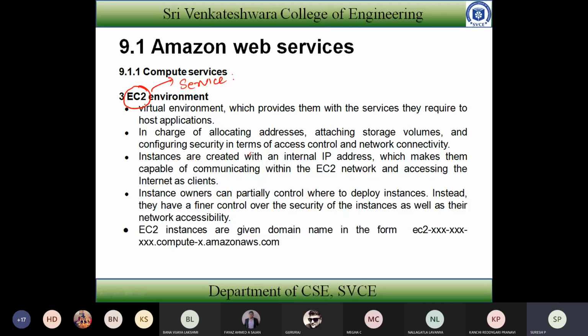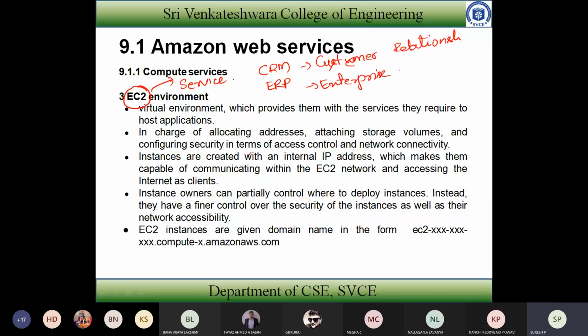Whatever the EC2 environment you have, basically it gives the service to host my application. If I want to run some application on that particular system, say I have one application like CRM or ERP, right? CRM is the customer relationship management application. ERP stands for enterprise resource planning.